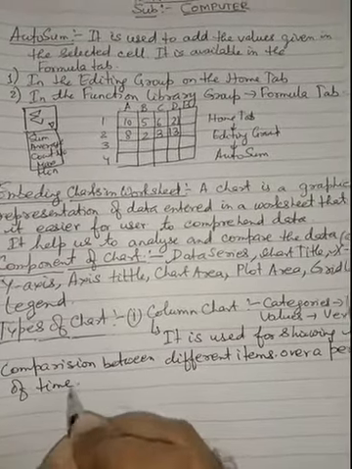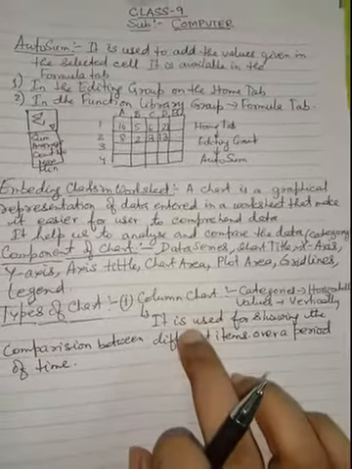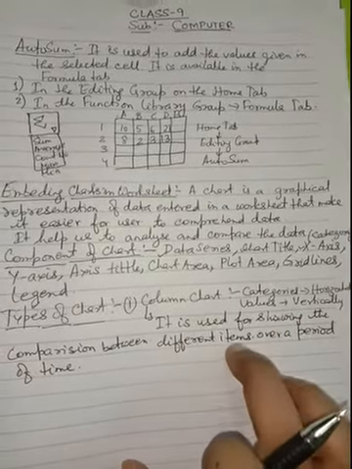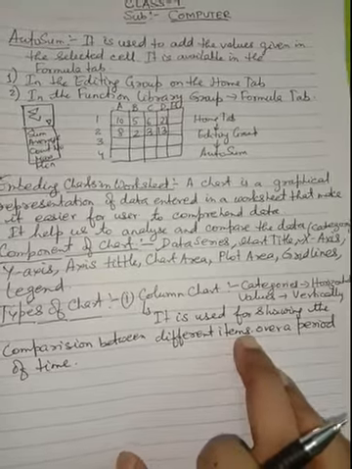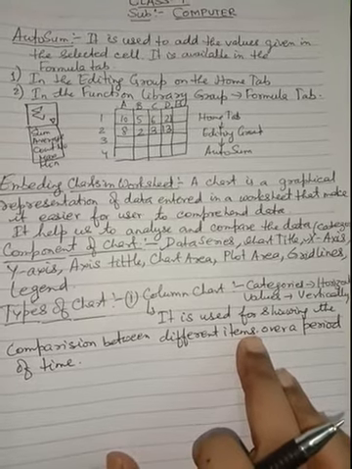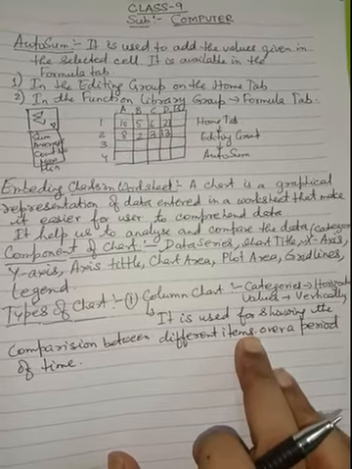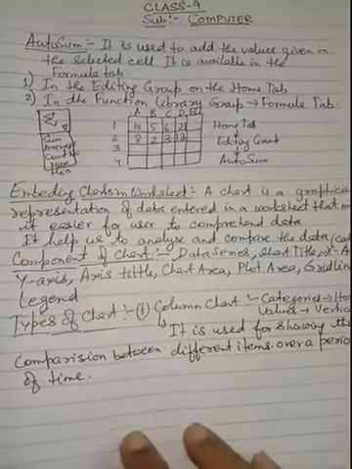So what is the use of the column chart? It is used for showing the comparison between different types of items over a period of time. It is most effective when the individual points are more important than the trends in the series. So this is the column chart.